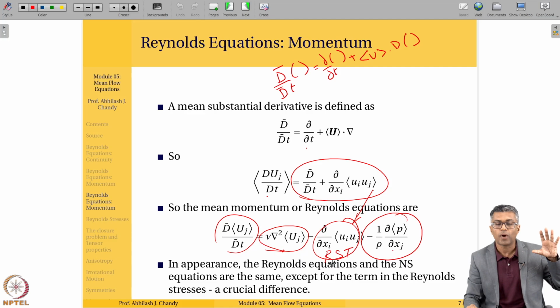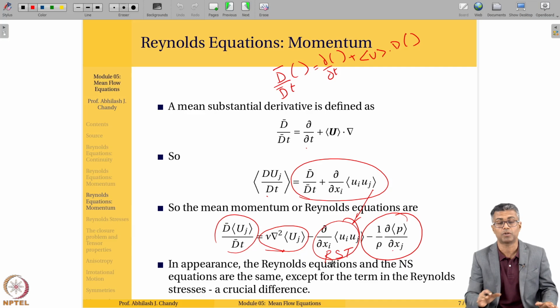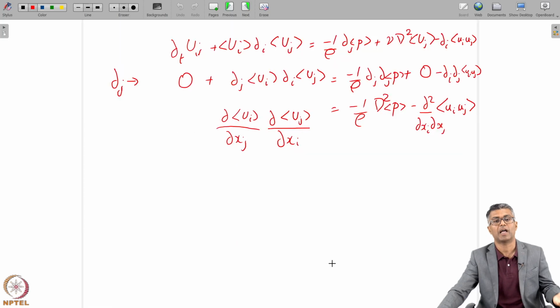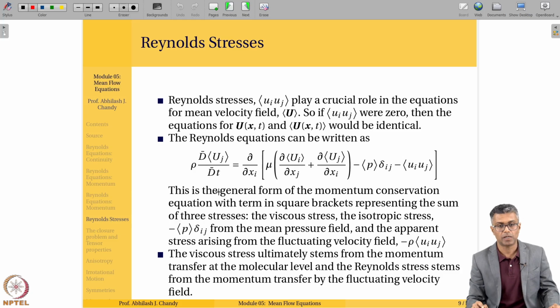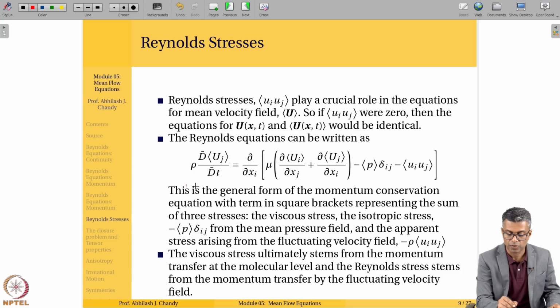Then whatever you end up getting by solving the Navier-Stokes equations, you would get the exact same solution by solving this equation if the Reynolds stresses were 0. And the Reynolds stresses are 0 for laminar flow. For turbulent flow, they are non-zero. So finally, when you write your Reynolds equations, you can write it in this form.